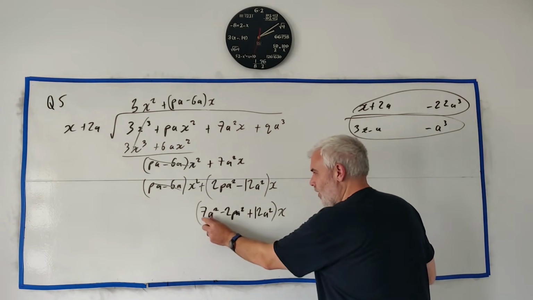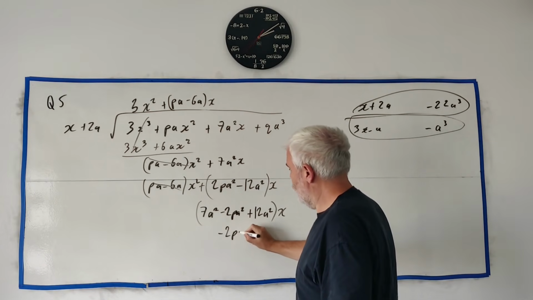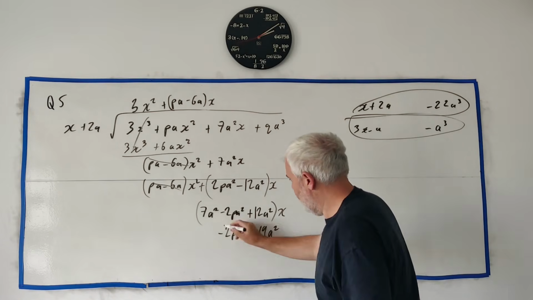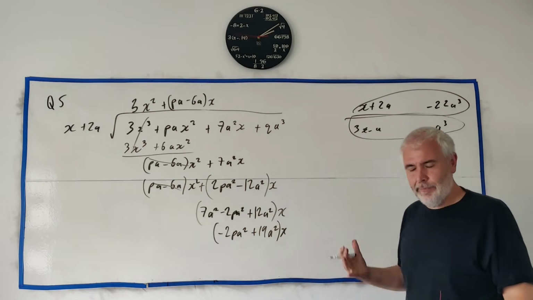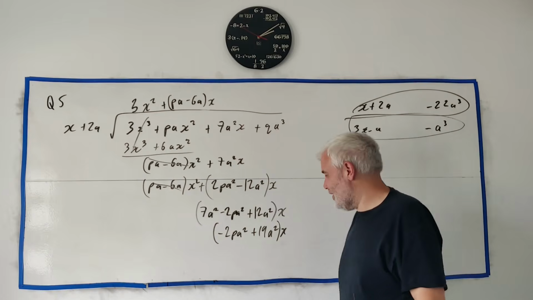Let's clean this up first. We have a 7a squared and a 12a squared. So that's minus 2pa squared plus 19a squared, all multiplied by x. Let me stop here and remind you, the second method I'm going to show you is a lot faster. So we won't have to do this twice, thankfully.